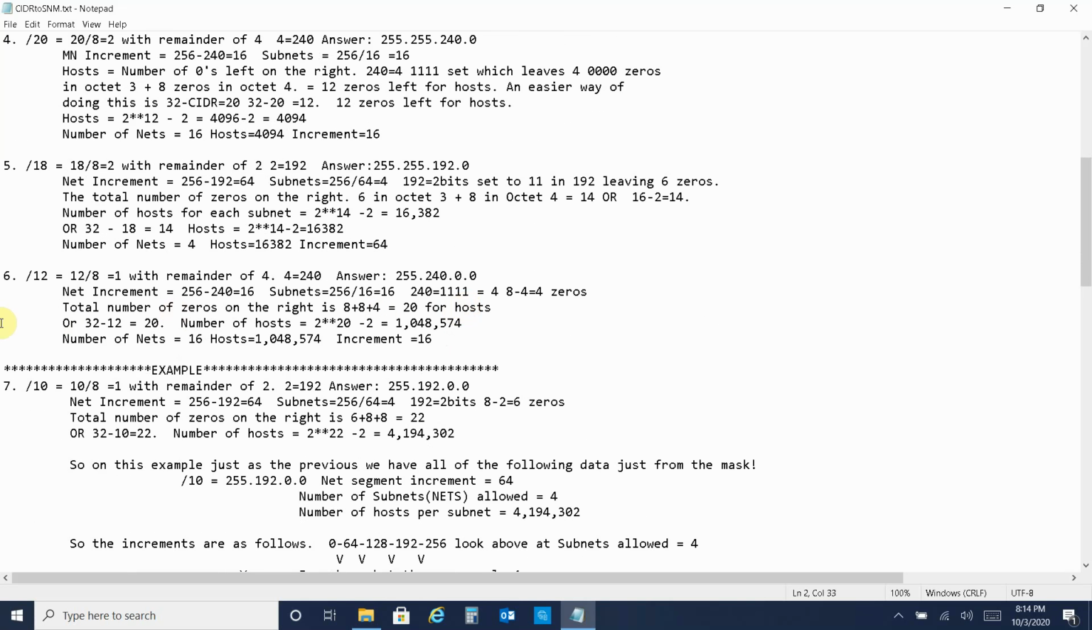Let's look at this one. Here's a /12. Oh my goodness, what the heck. All right, 12 divided by 8, like all these are divided by 8, is 1 with a remainder of 4. So we're only going to have 1 255. The remainder of 4 is 240, again based on the table I just showed you up there. And for the last ones, you're going to put zeros.